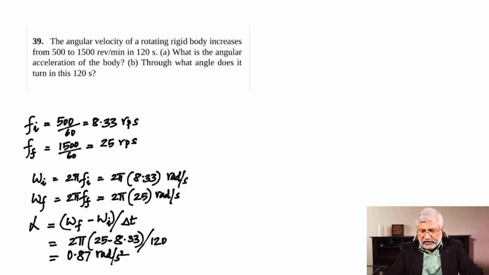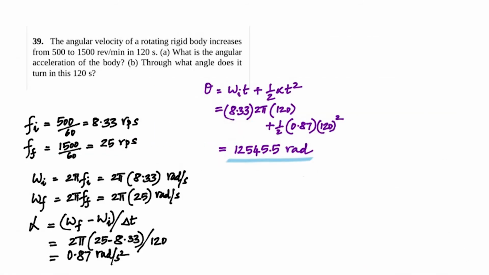Next, you've got to find theta. Theta is found out using this formula. Theta is equal to omega i t plus 1/2 alpha t squared. And then that is 8.33 times 2 pi, that's omega i. t is 120. And then you plug in the values of alpha and t, and you get the result as 12545.5 radians.